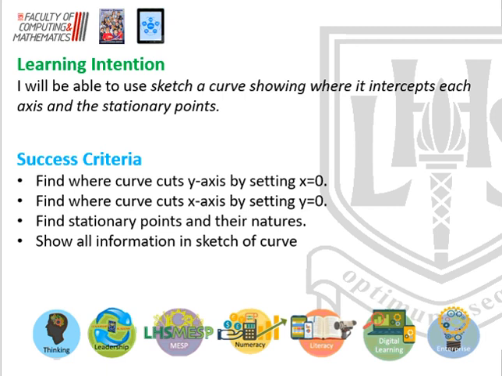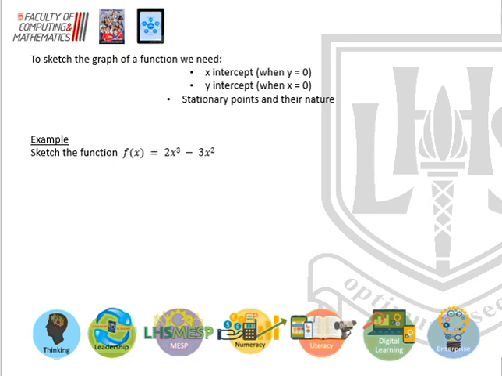Being able to find stationary points and their natures, and then one part that we've done before with other curves, but it'll just be a little bit more complicated here, is being able to put all that information together and sketch the actual curve. So we're just going to do one example again. It's going to run over several slides, but we're going to find the y-intercepts, find the x-intercepts, and find the stationary points. So for this curve here, this f of x, we're going to do each of those things.